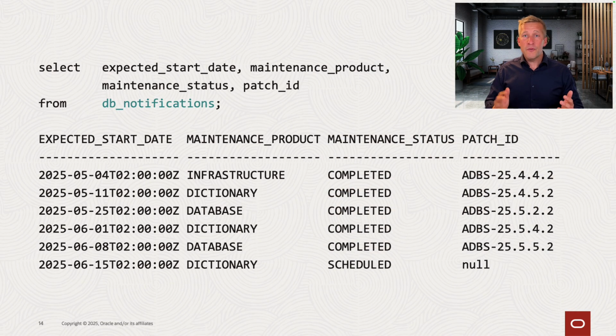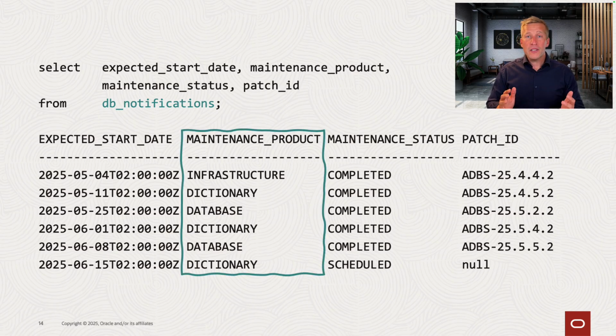In the database, if you want to know about previous and upcoming maintenance operations, you can use the DB notifications view. It has some pretty good information. For instance, the maintenance product column, which tells you which kind of maintenance is planned or has been done on your system. There are 3 different kinds: infrastructure, database, and dictionary.